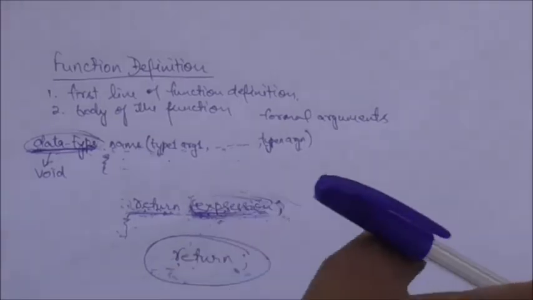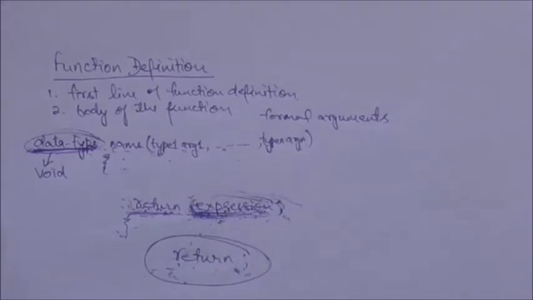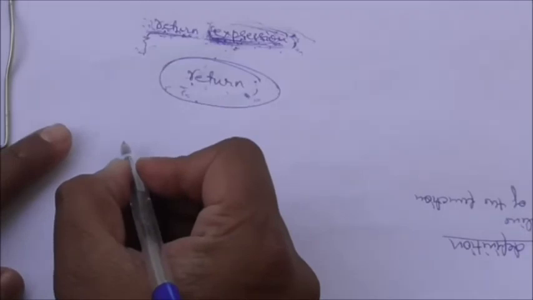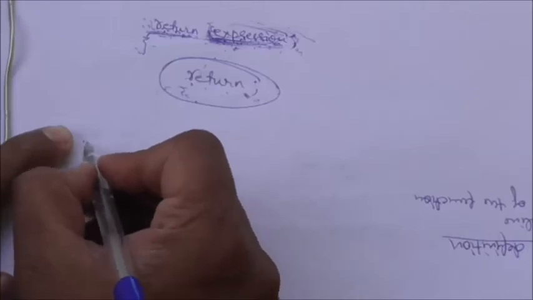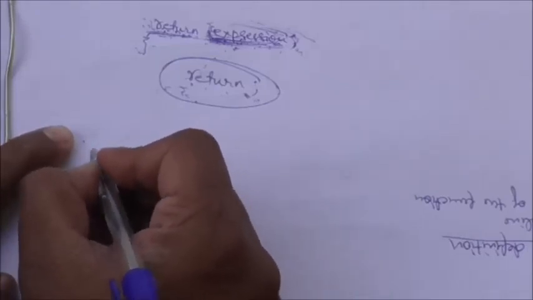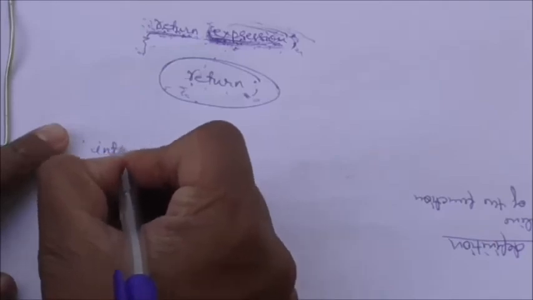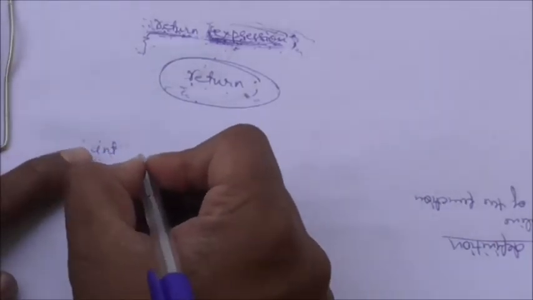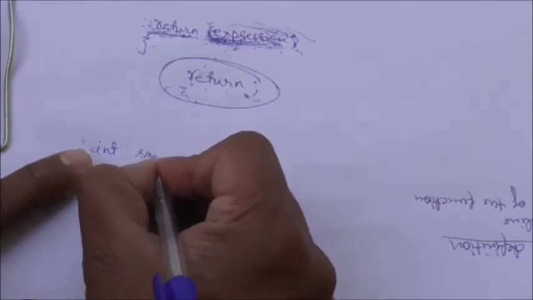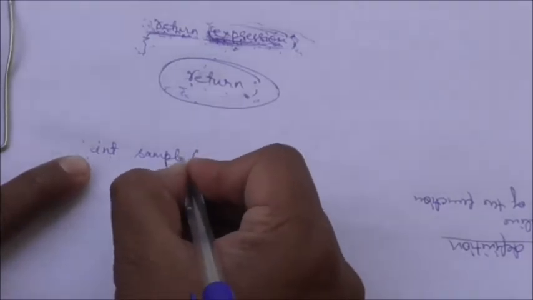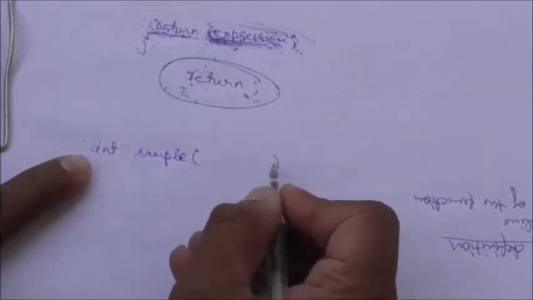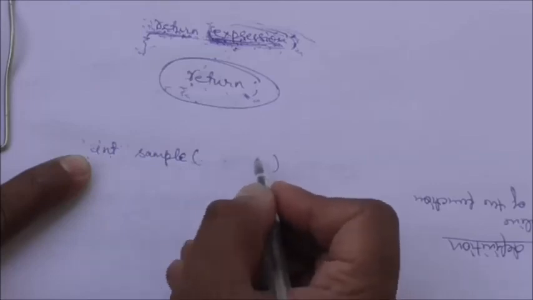Now let us see an example. Suppose I want to define a function which can add two integer numbers and return their sum. How can I write this function? First, I will write the data type of the return value. This function will return an integer type, int. So first I specify int. Then the name of the function, suppose the name of the function is sample, and after that there will be parentheses. In these parentheses I will write the arguments along with their data types separated by commas.